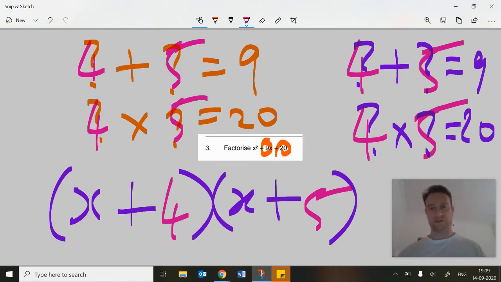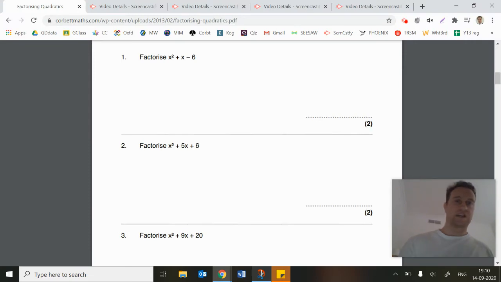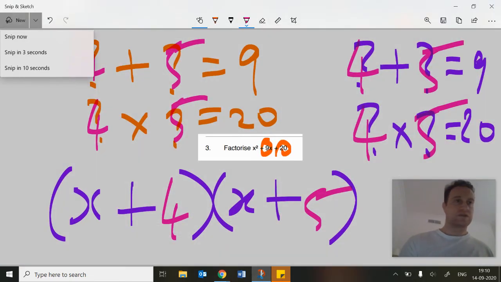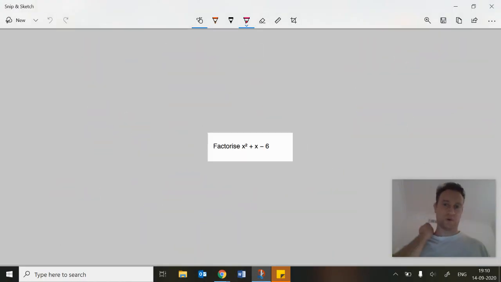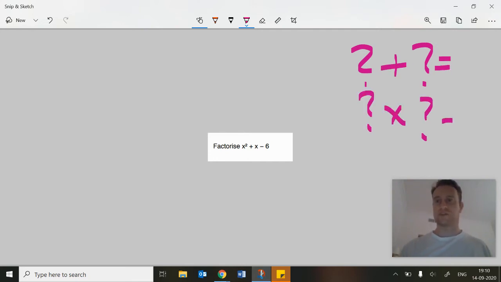That solves the puzzle. Okay, well, let's look at a negative version of this as well, one which involves a negative too, because those ones get a bit more tricky. So let's take question 1. Actually, question 1 is a bit more complicated than 2 and 3. So again, let's set up the puzzle. We've got something plus something is, something times something is.